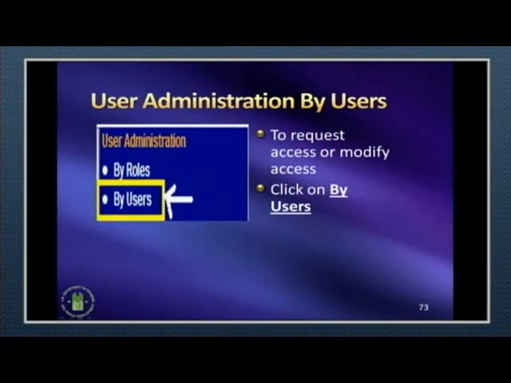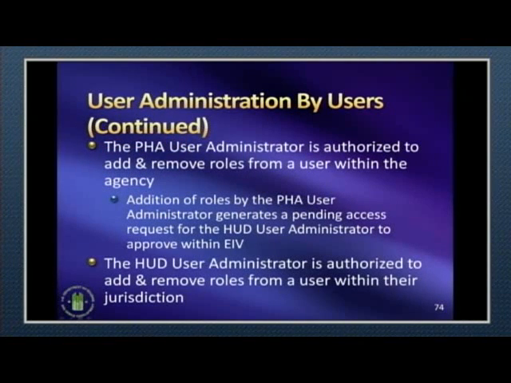Now, for user administration by users, notice here, user administration is your header. You will simply click on the by users link to request access or modify access. Your user administrator is authorized to add and remove EIV access roles within the agency. Addition of the roles by the user administrator generates a pending access request for your local field office to approve within the EIV system. The HUD user administrator is authorized to add and remove roles for anyone.